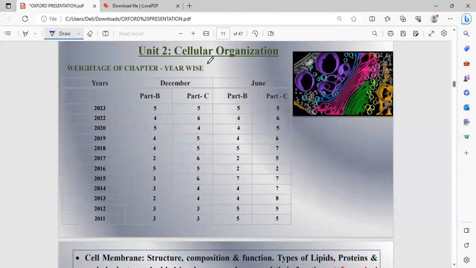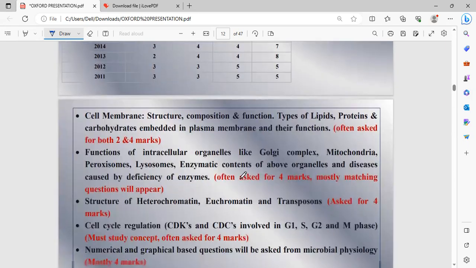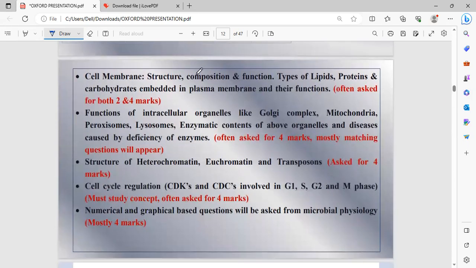Coming to the second unit, that is cellular organization. In this, we compulsorily have to learn each and every organelle. Firstly, we have to read the major organelles, that is nucleus, mitochondria, and after that, chloroplast. And next, some of the organelles like peroxisomes, lysosomes, enzymatic components of the above organelles, and diseases. Mainly, what we study is just a detailed description of the organelle.